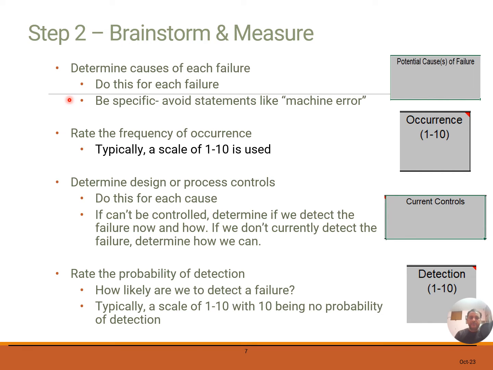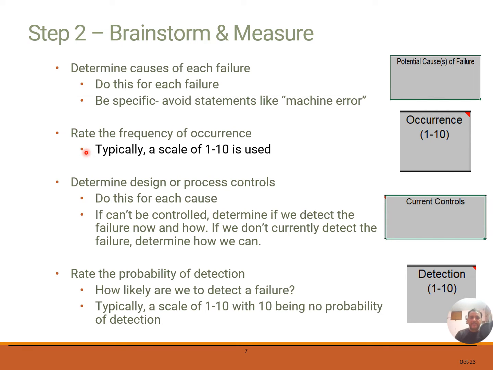Firstly, it is crucial to determine the specific causes for each failure. Avoid vague statements like machine error or human error. Instead, pinpoint the exact factors within the process or design that lead to the failure. Being specific here is important to allow for precise problem solving and effective countermeasures. Use tools like a fishbone diagram or Y-Y analysis for this step.